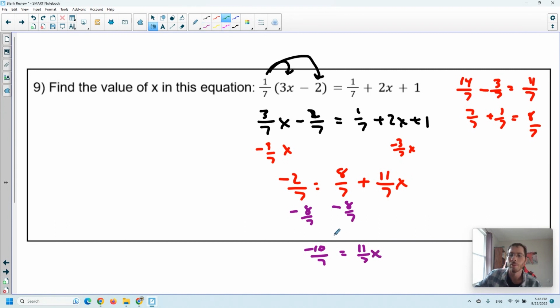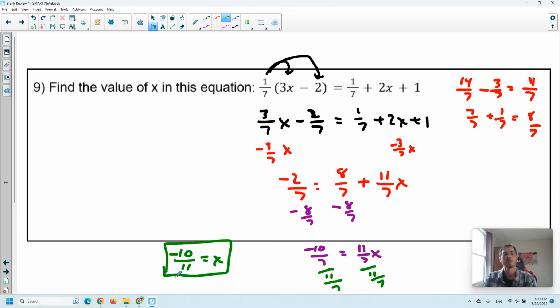And again, I would probably multiply by the reciprocal. I saw nobody doing that. Everyone was dividing by that number, which, I mean, that's fair. That's what we practiced in class. So I can divide everything by 11/7. If I divide by 11/7, I'm going to get negative 10/11 for x. So there we go. So that's going to be my value for x.